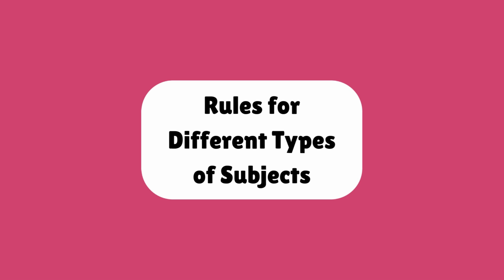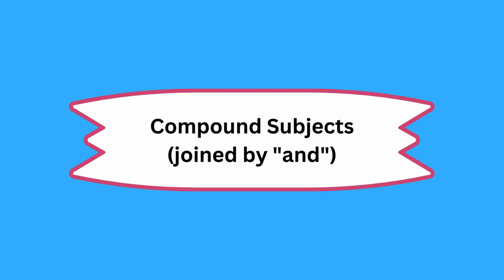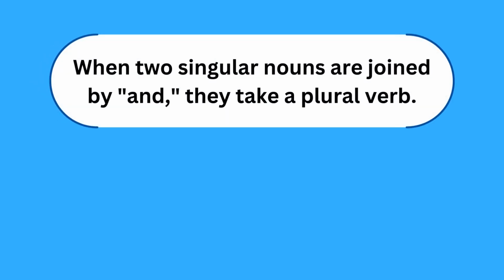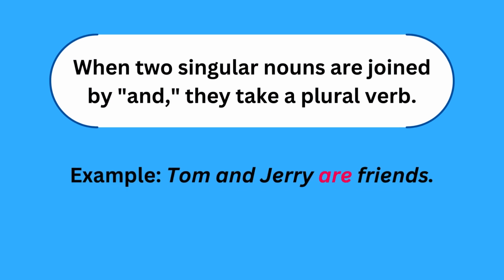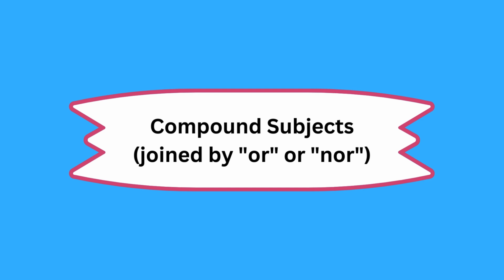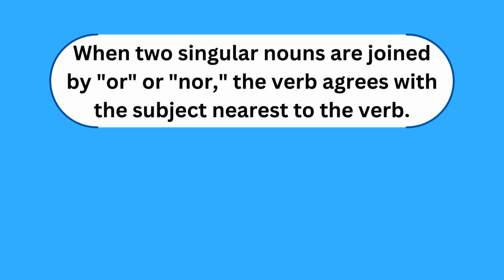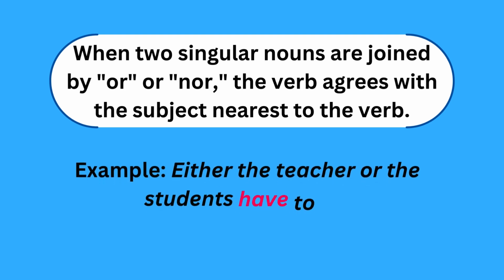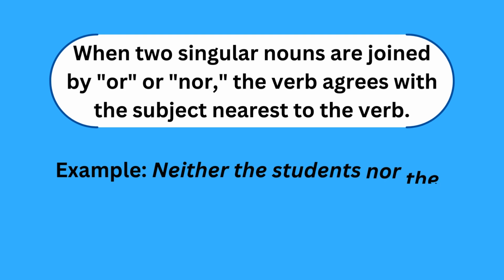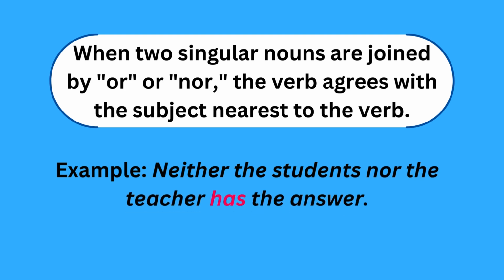Rules for different types of subjects. Compound subjects joined by and. When two singular nouns are joined by and, they take a plural verb. Example: Tom and Jerry are friends. Compound subjects joined by or, nor. If they're joined by or, nor, the verb agrees with the subject closest to it. Example: either the teacher or the students have to go. Neither the students nor the teacher has the answer.